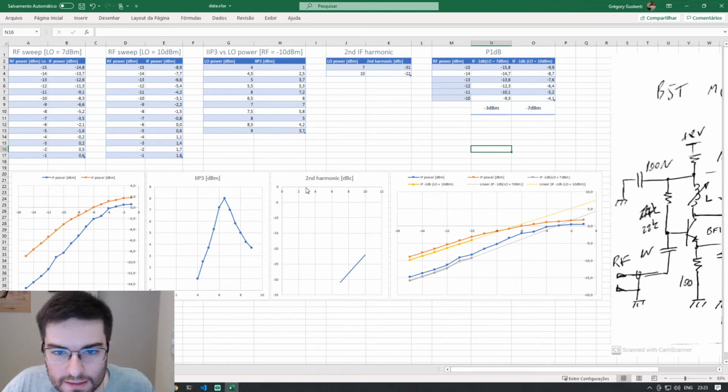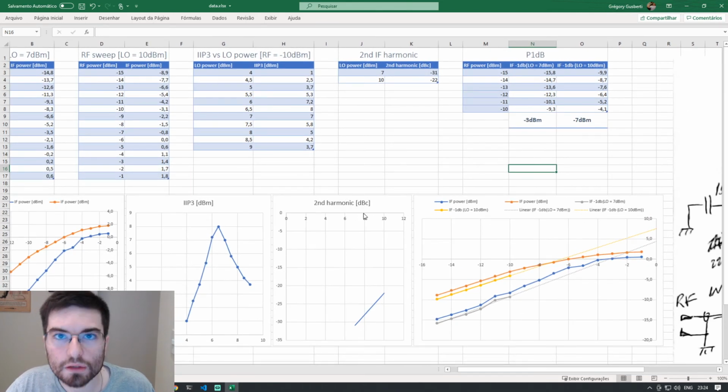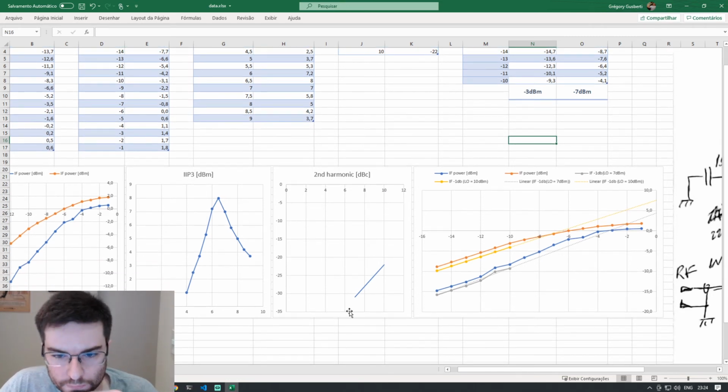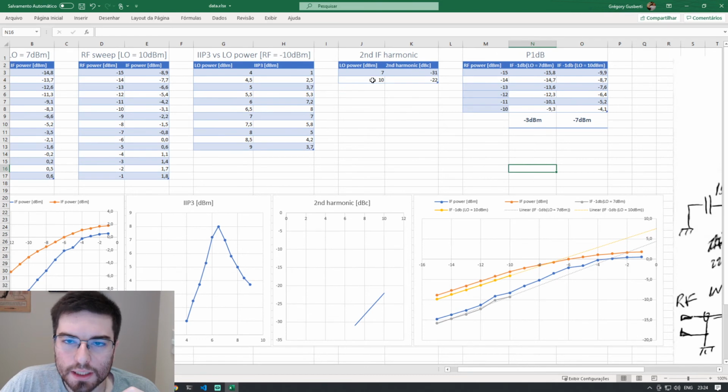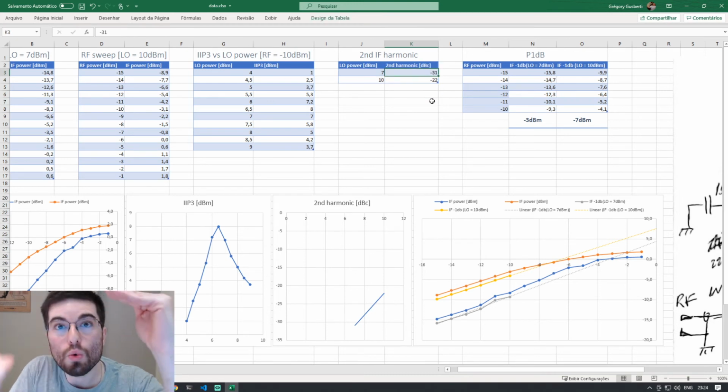And we can see here in the x-axis the LO power, and in the y-axis we can see the power of the second harmonic of the IF with respect to the power of the IF. So it's a relative power, it's dBc, dB relative to the carrier, and in this test here the carrier is our IF frequency. So we can see, guys, that when we are inputting in the mixer an LO power of 7 dBm, the output second harmonic is 31 dB below the IF.